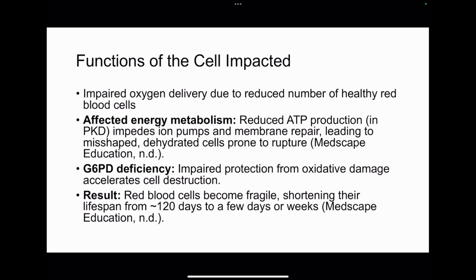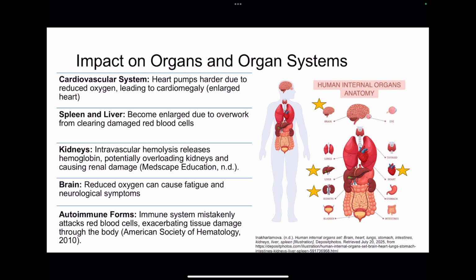In G6PD deficiency, the impaired protection from oxidative damage accelerates cell destruction. So, as a direct consequence of these cellular dysfunctions, red blood cells become fragile and their lifespan dramatically shortens from, as we said before, 120 days to a few days or weeks. So, the consequences of hemolytic anemia are not confined to individual cells. They have widespread systemic effects on organs and organ systems.